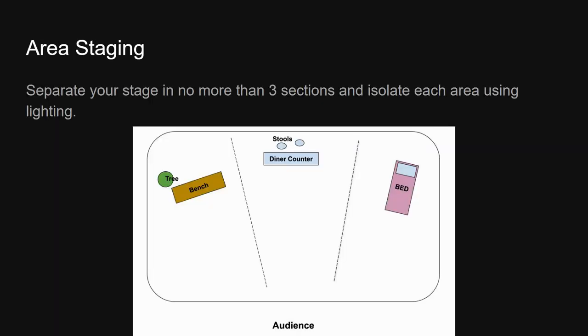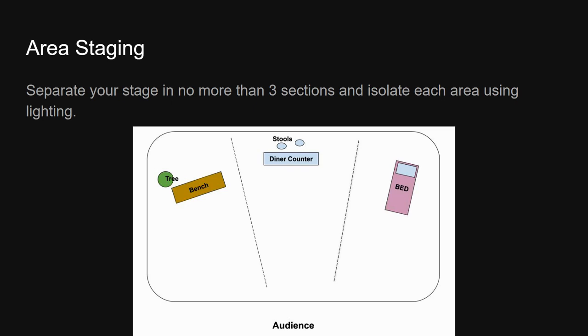Area staging is when you split your stage up into usually no more than about 3 different areas or sections and isolate those areas with your lighting. This is something you can do if you do have a pretty big stage space like we have here. And so if you want to have an outdoor space like you see on stage right with a tree and a bench, if you want to have in center stage a diner scene with a diner counter and 2 stools, and then you want to have a bedroom in your stage left side, you can have several boxes creating a bed with a blanket on top and a pillow. So you would separate those areas with different lighting. You'd have stage right lighting, stage left lighting, and center lighting, and kind of shift from one place or another.